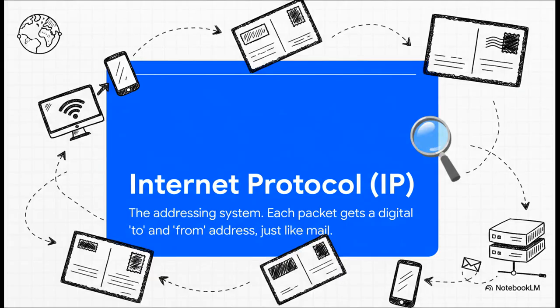Now, of course, for our postcards to actually get delivered, each one needs an address. And that's the job of IP, the Internet Protocol. You see, every single device on the internet has its own unique IP address. So what IP does is it stamps each and every packet with the to address of the server and the from address of your computer.